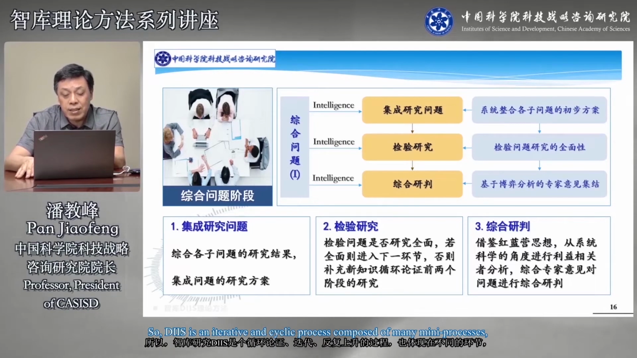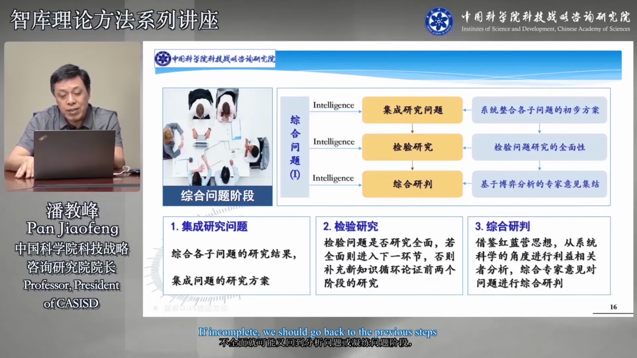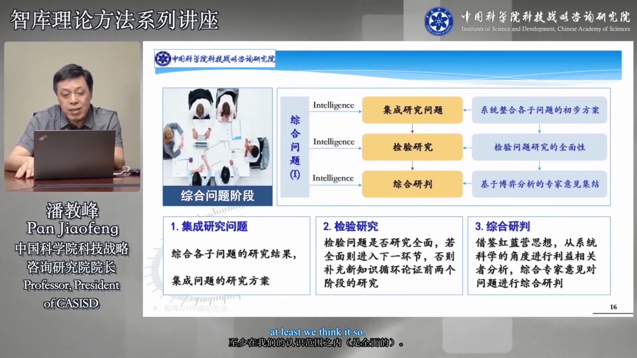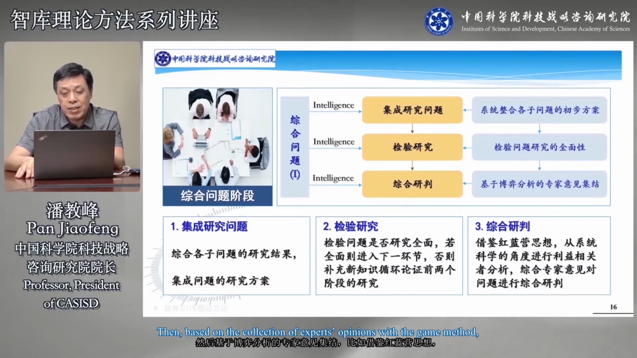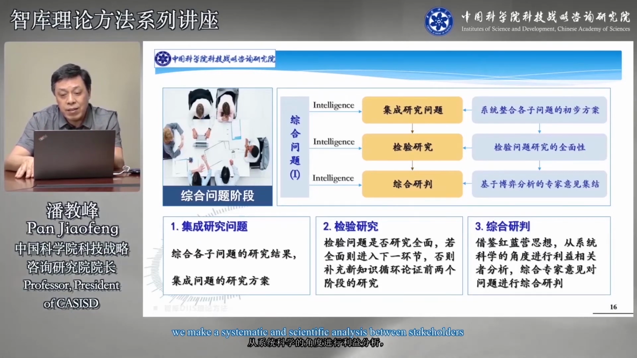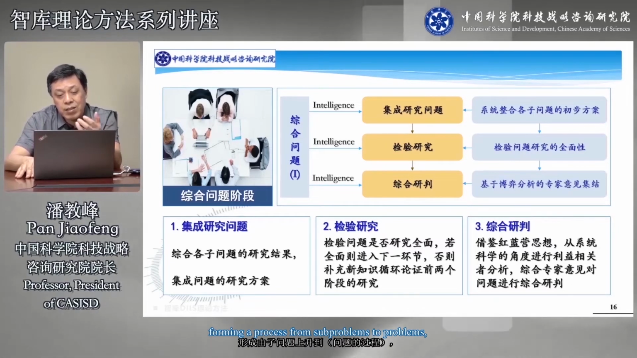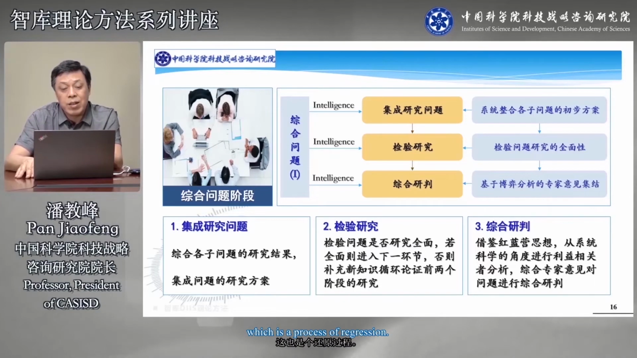So DIIS is an iterative and cyclic process composed of many mini-processes, such as problem integration. If incomplete, we should go back to the previous steps and repeat until it is complete. At least we think it so. Then, based on the collection of experts' opinions with the game method, we make a systematic and scientific analysis between stakeholders and combine experts' opinions for the comprehensive research, forming a process from subproblems to problems, which is a process of regression.